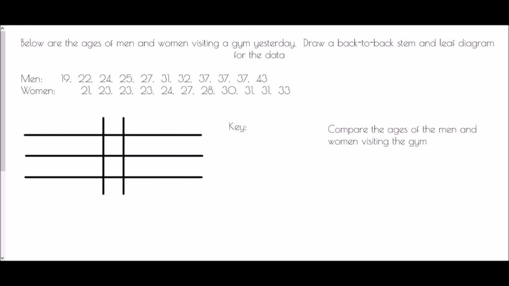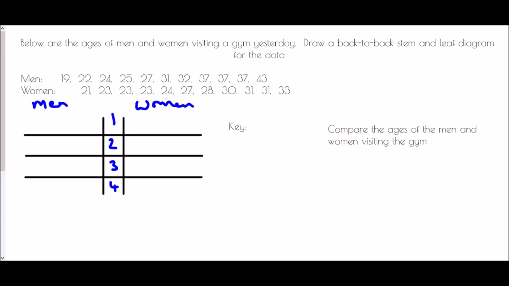And so in this case, the stem is right in the middle of the diagram. And if we look, the men, we've got numbers in the 10s, numbers in the 20s, numbers in the 30s, and 1 in the 40s. And therefore our stems are going to be 1, 2, 3, and 4. And so we're going to have men on one side and women on the other side.